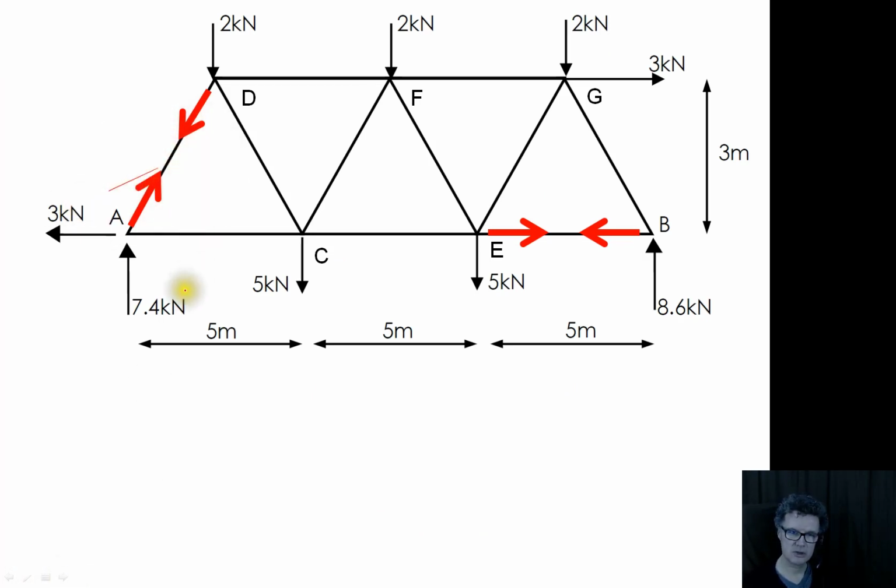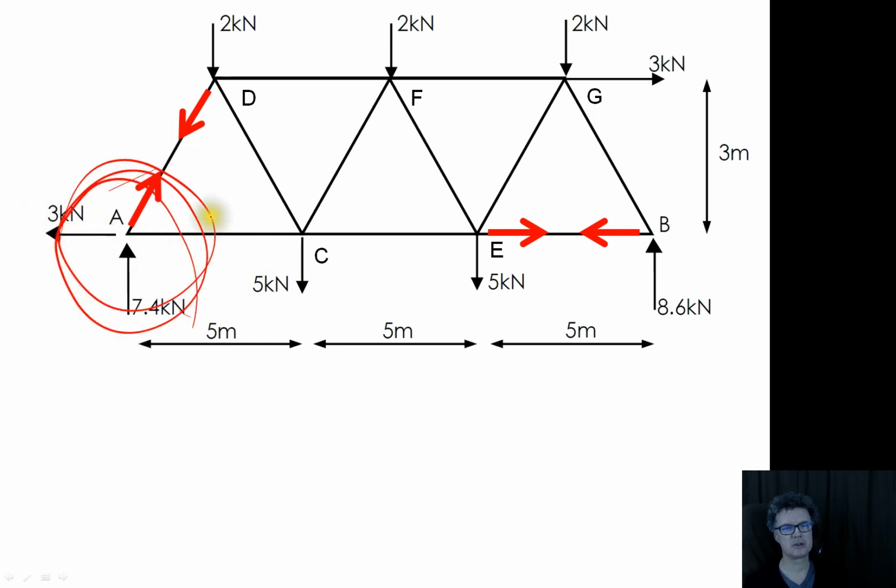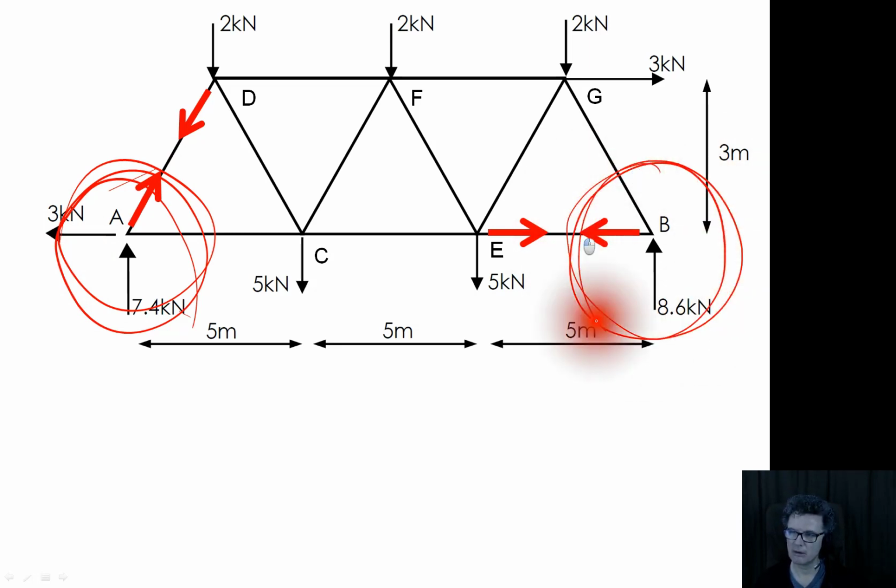So I could start here, for example, because I would be making a cut through two members, or I could start at this point here, because I'm cutting through two members. I can't start anywhere else. I can't start here because I would be cutting through 1, 2, 3 members, so that's 3 unknowns. So A and B are both possible starting points if I was looking for, for example, the AD force or the BE force.